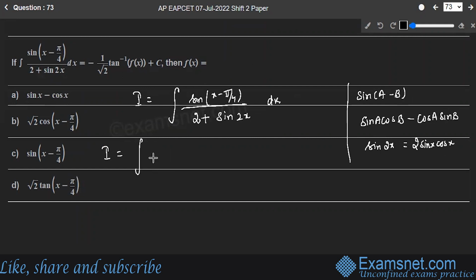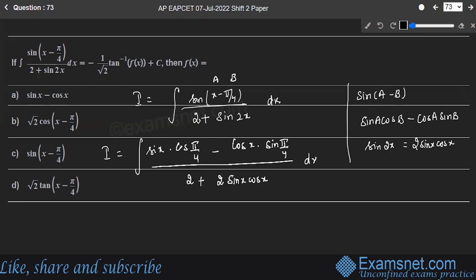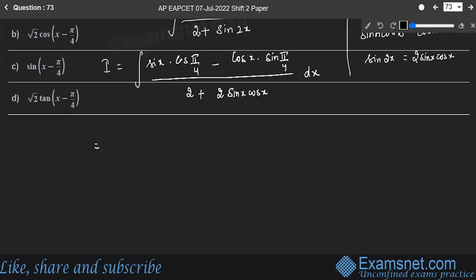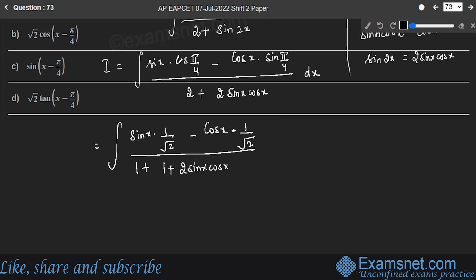This makes the integral equal to, see over here A is x and B is this. So sine A, which is sine x, cos B, cos pi by 4, minus cos A sine B. 2 plus sine 2x will be given by 2 sine x cos x dx. Cos pi by 4 is equal to 1 by root 2. So integral of sine x into 1 by root 2 minus cos x into, sine pi by 4 is 1 by root 2 again. So 1 plus 2 sine x cos x dx.